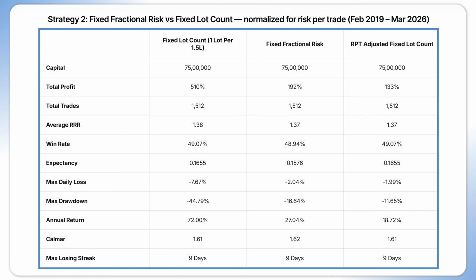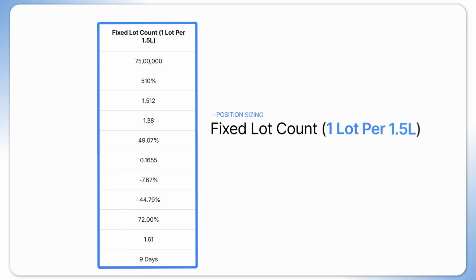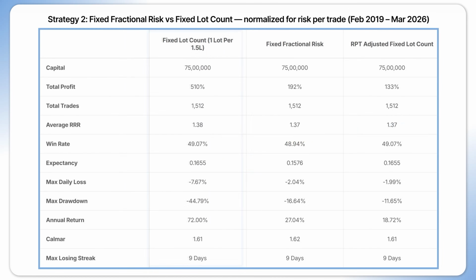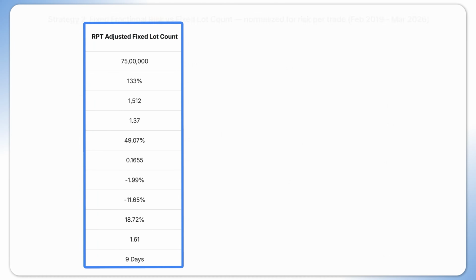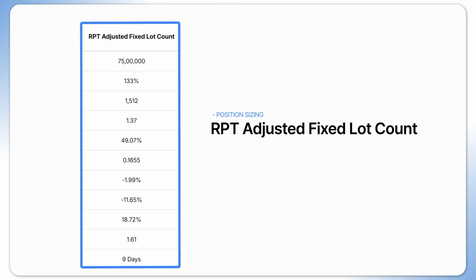Got it. So when we are looking at this table, can you tell me how many lots in each? Yeah, so in column 1, which is 1 lot per 1.5 lakh kind of sizing, you're trading 50 lots on all trades. In column 2, which is fixed fractional risk kind of sizing, it's a different number of lots each day. In the third column, we are trading 50 lots divided by 3.76, which comes out to be around 13 lots. Okay. So that's the number of lots we trade. But it's still a fixed lot size. Yes, it's still a fixed lot count kind of backtest.